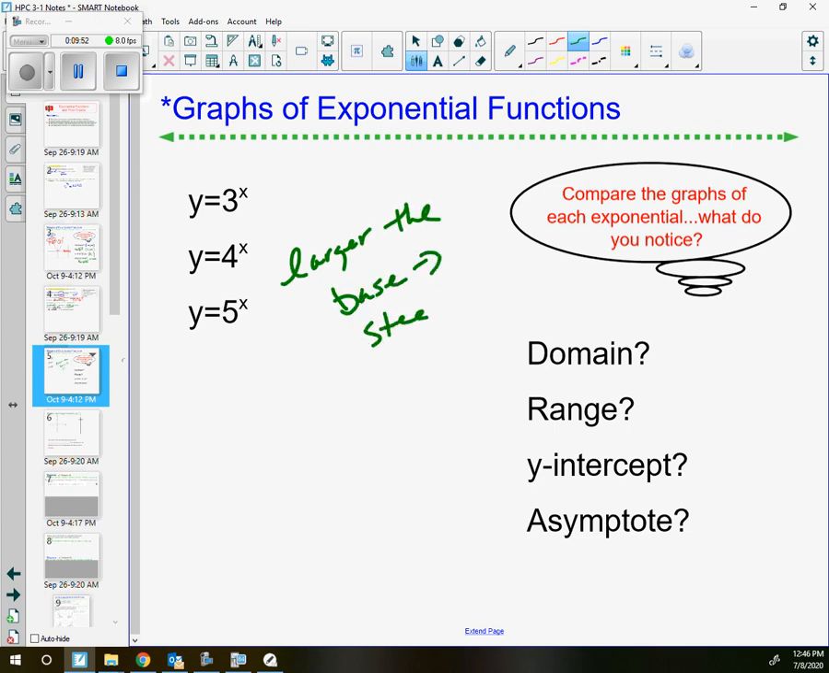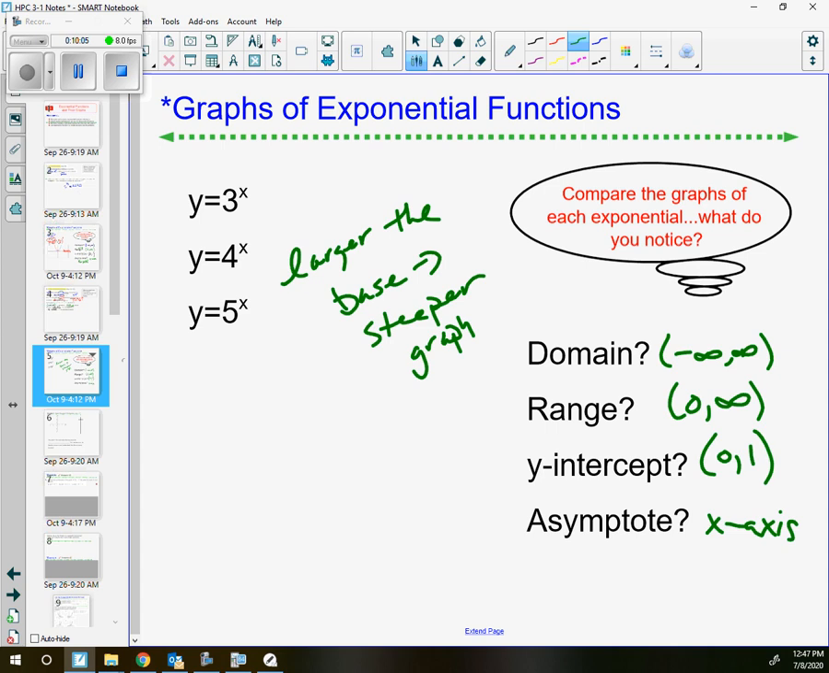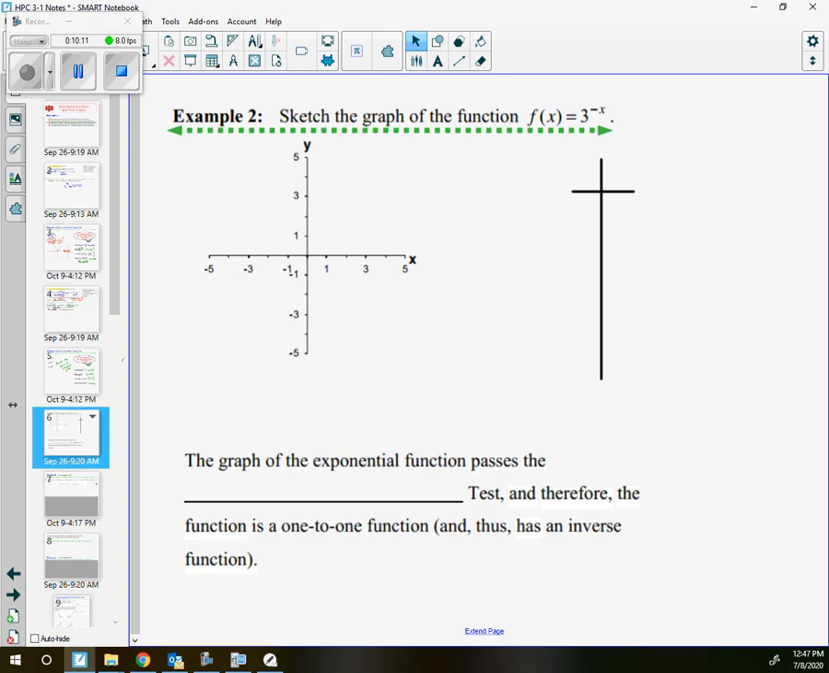But all of these things, domain, still all reals, right? Range, still only positives. Y-intercept, still 1. Asymptote is still the x-axis. So as you change the base, what it affects is the steepness or the rate of increase or decrease of your curve. All right, let's practice just to make sure we understand again that negative exponent, what that actually means. Just to be clear, I just want to make sure that you're okay with this concept. And then we'll get into actually looking at transformations.